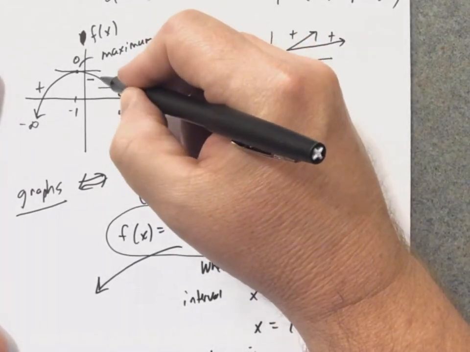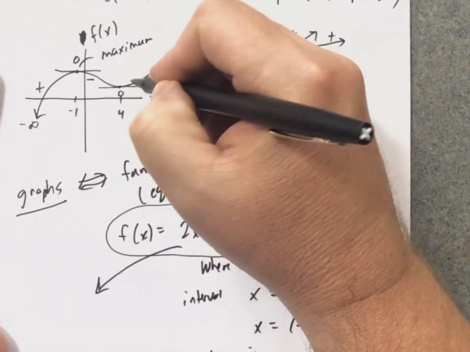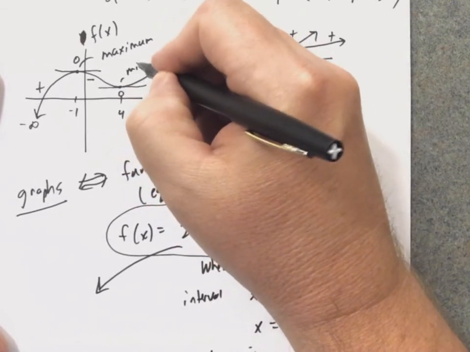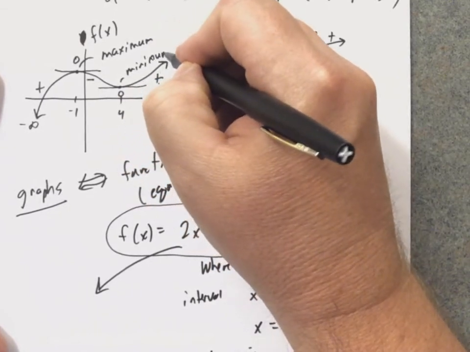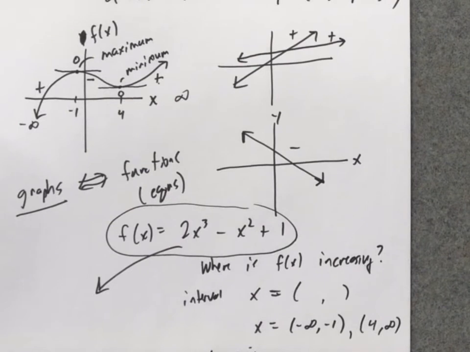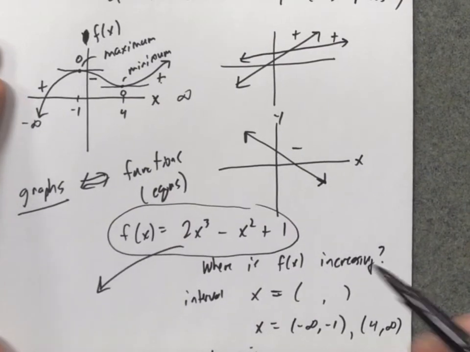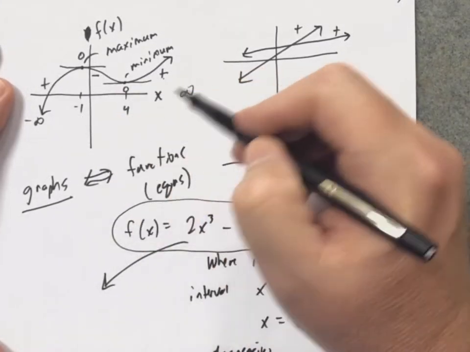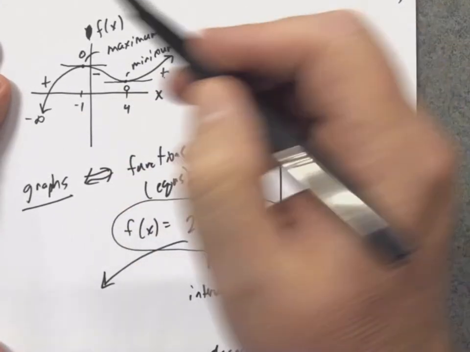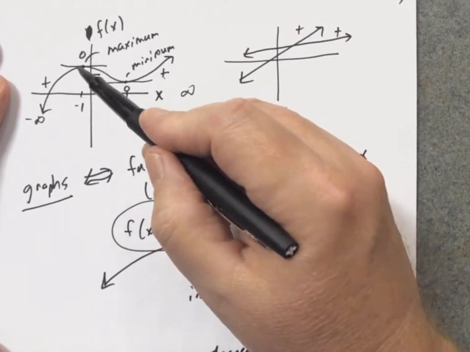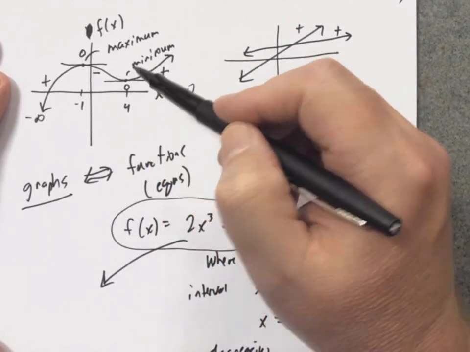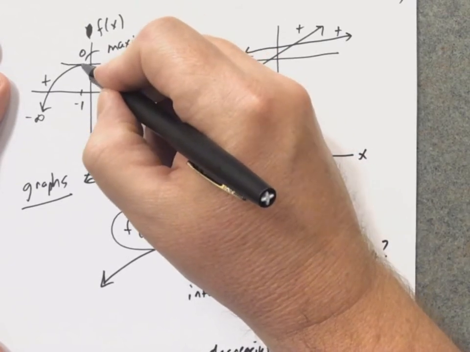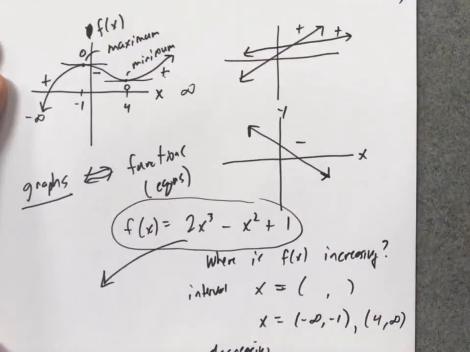And if we have a point that's at the very bottom of this curve here, pretty obvious, that's called a minimum. Once again, sometimes you'll be asked a question. For this function, for this graph, where's the maximum and where's the minimum? When you're looking at a graph, it's pretty obvious. Here's the maximum, here's the minimum.